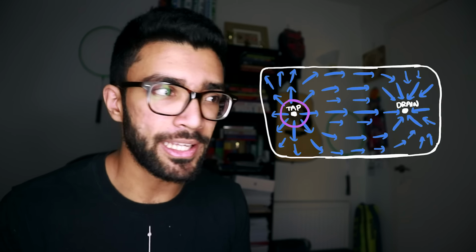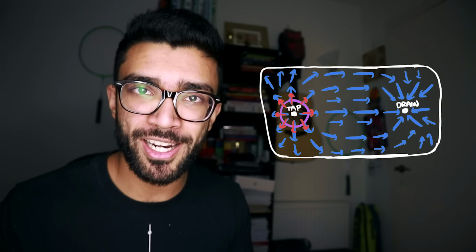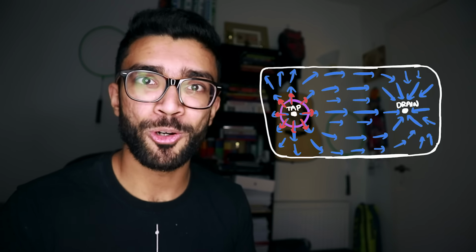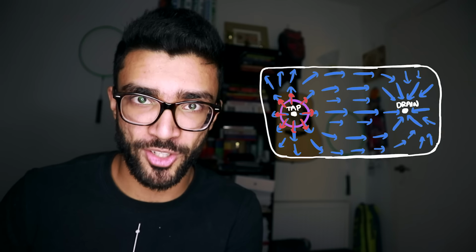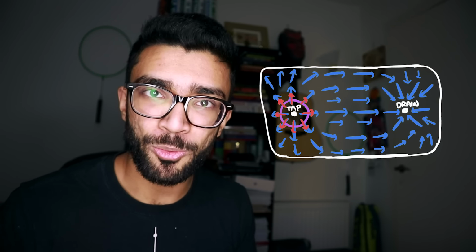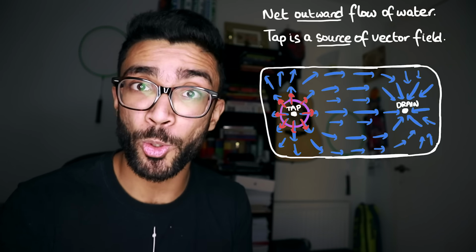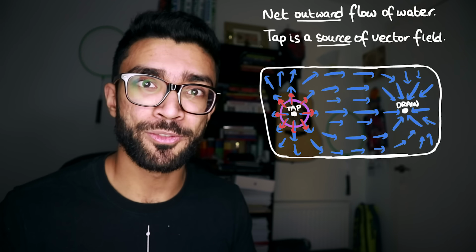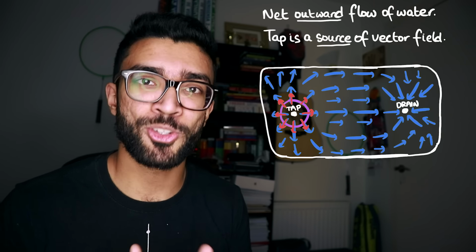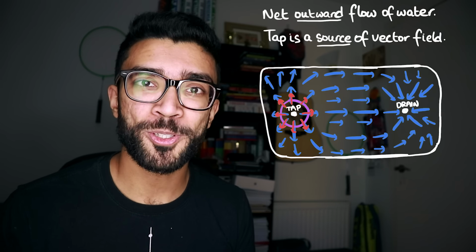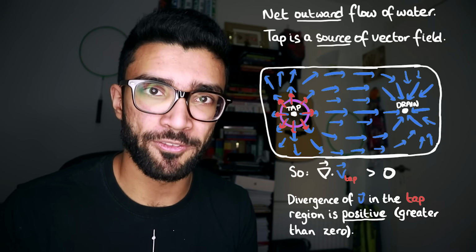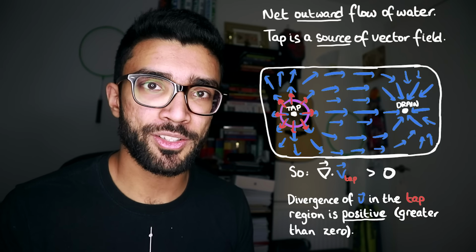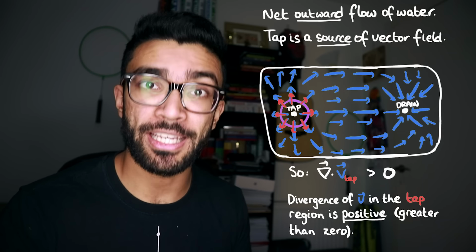Let's say we now take our divergence at the tap end of the bathtub floor. Now, if we place our circle here, then clearly water is flowing out in all directions. So overall, there is a net flow of water outwards from our divergence circle. Now, because water is all flowing outwards, that means that this is a source of the water. And this is fairly common terminology. If the vector field is overall flowing outwards from your region, then that region is known as a source of the vector field. And more importantly, this region is said to have a positive divergence. In other words, the divergence of the vector field V in this region is positive.